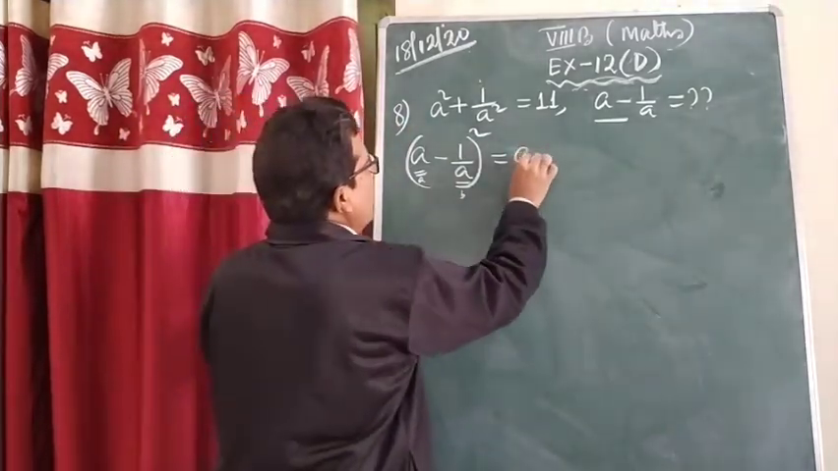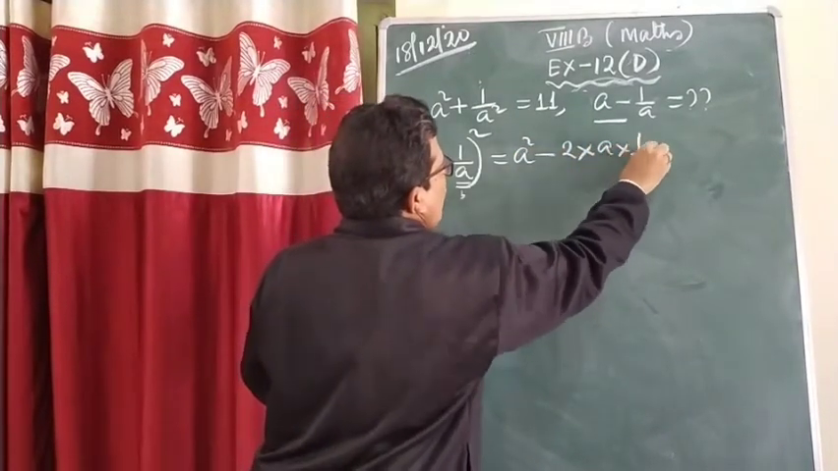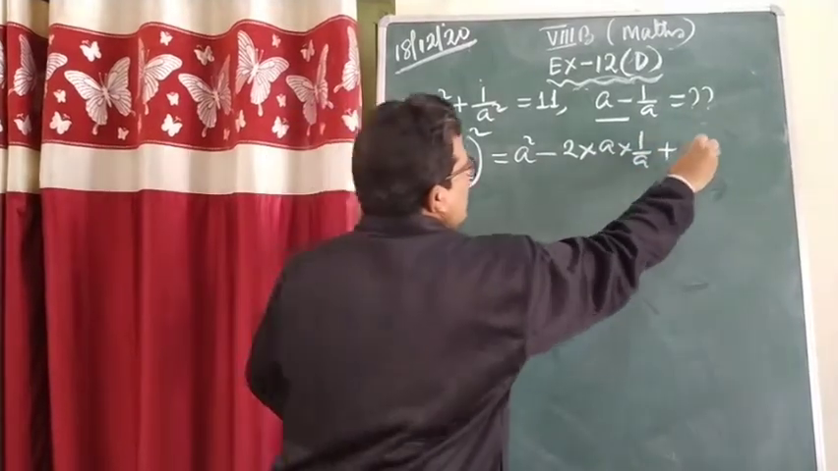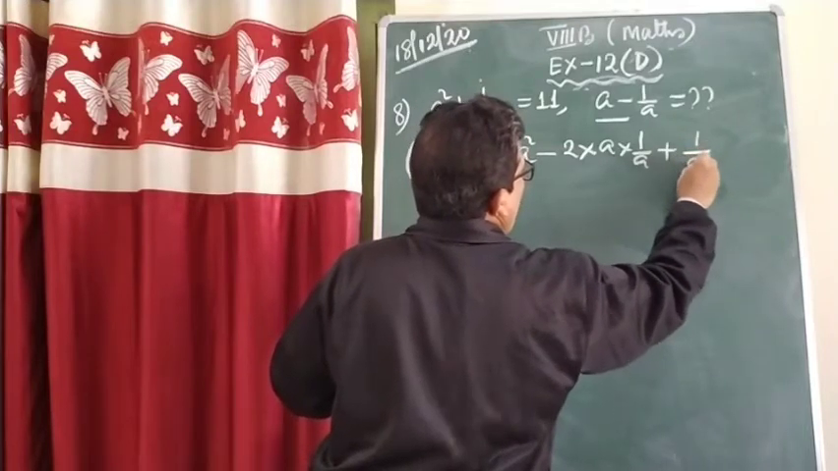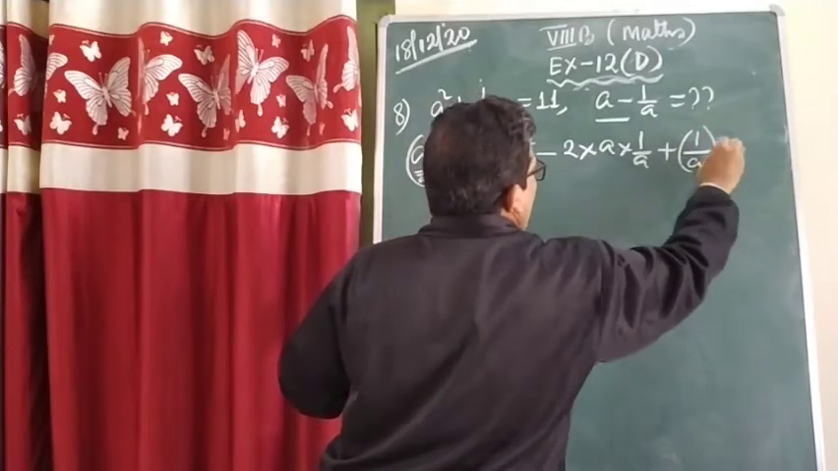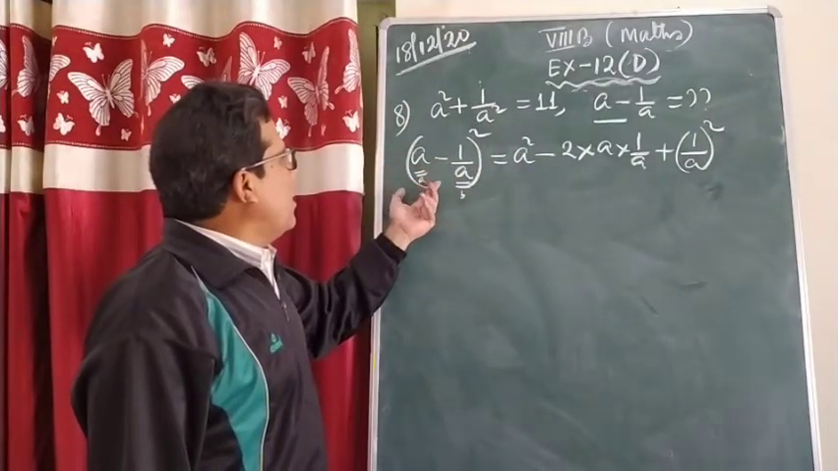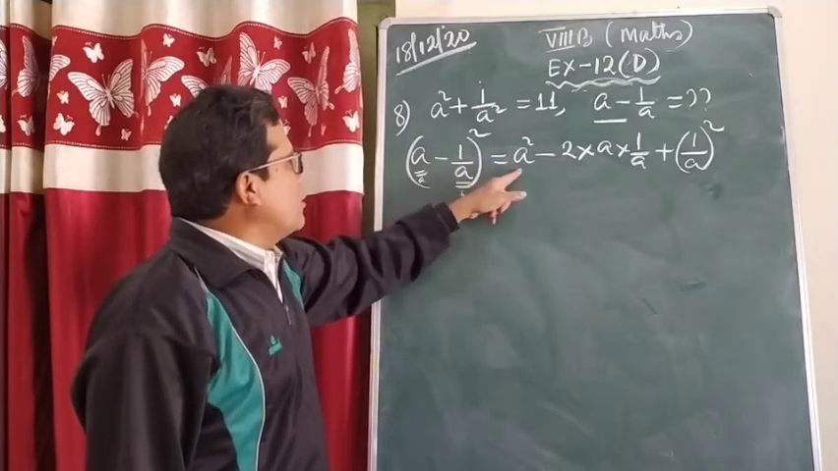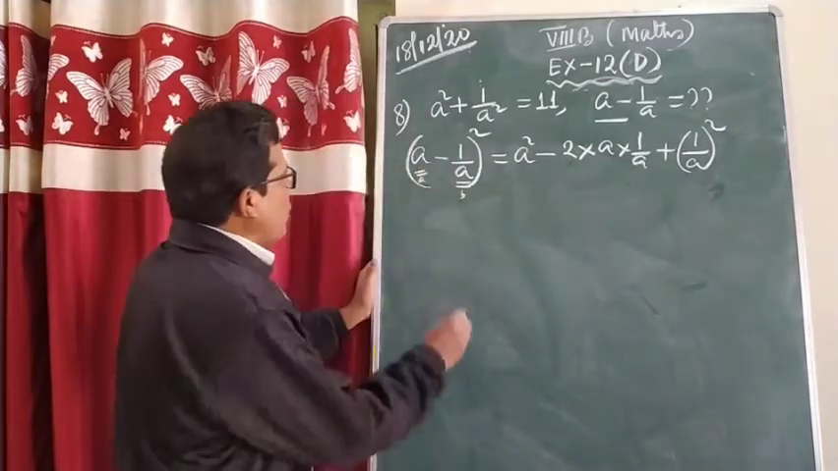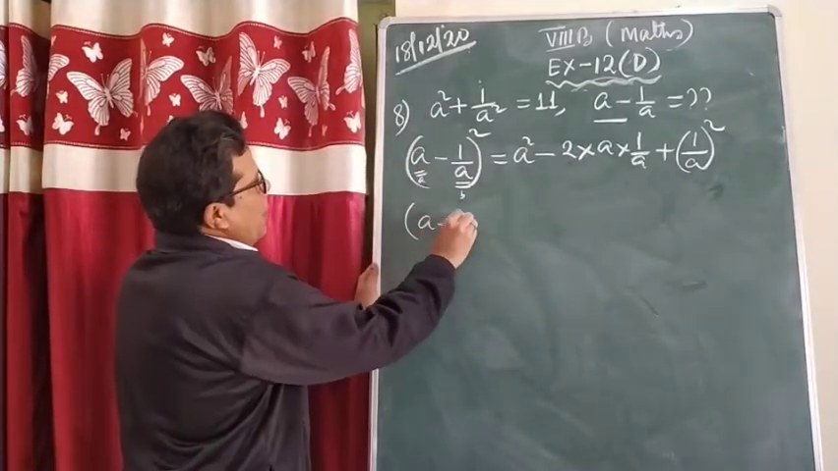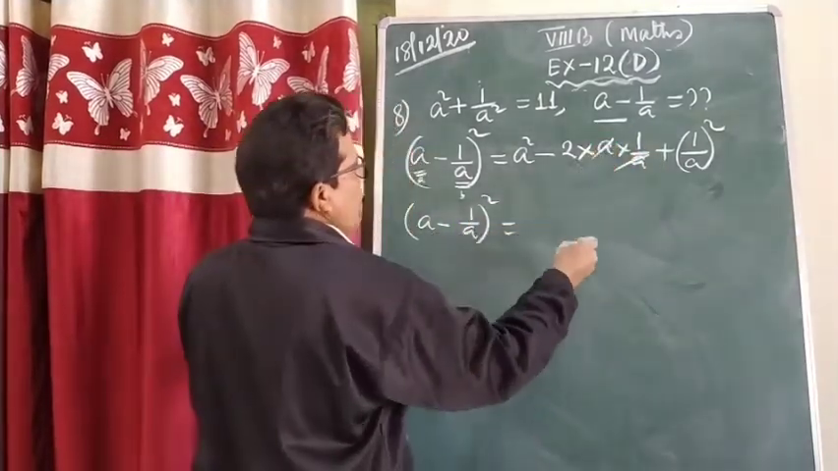A square minus 2 into a into b plus b square. Plus what is there? B square. Okay, b square means what? Here 1 by a whole square. I hope it is clear to you. What have I done? Nothing. This is a, this is b. In between what sign? Minus sign. So a minus b whole square. What is the formula? First one square minus 2 into first one into second one plus second one square. Then I write a minus 1 by a whole square equal to, this will cancel.